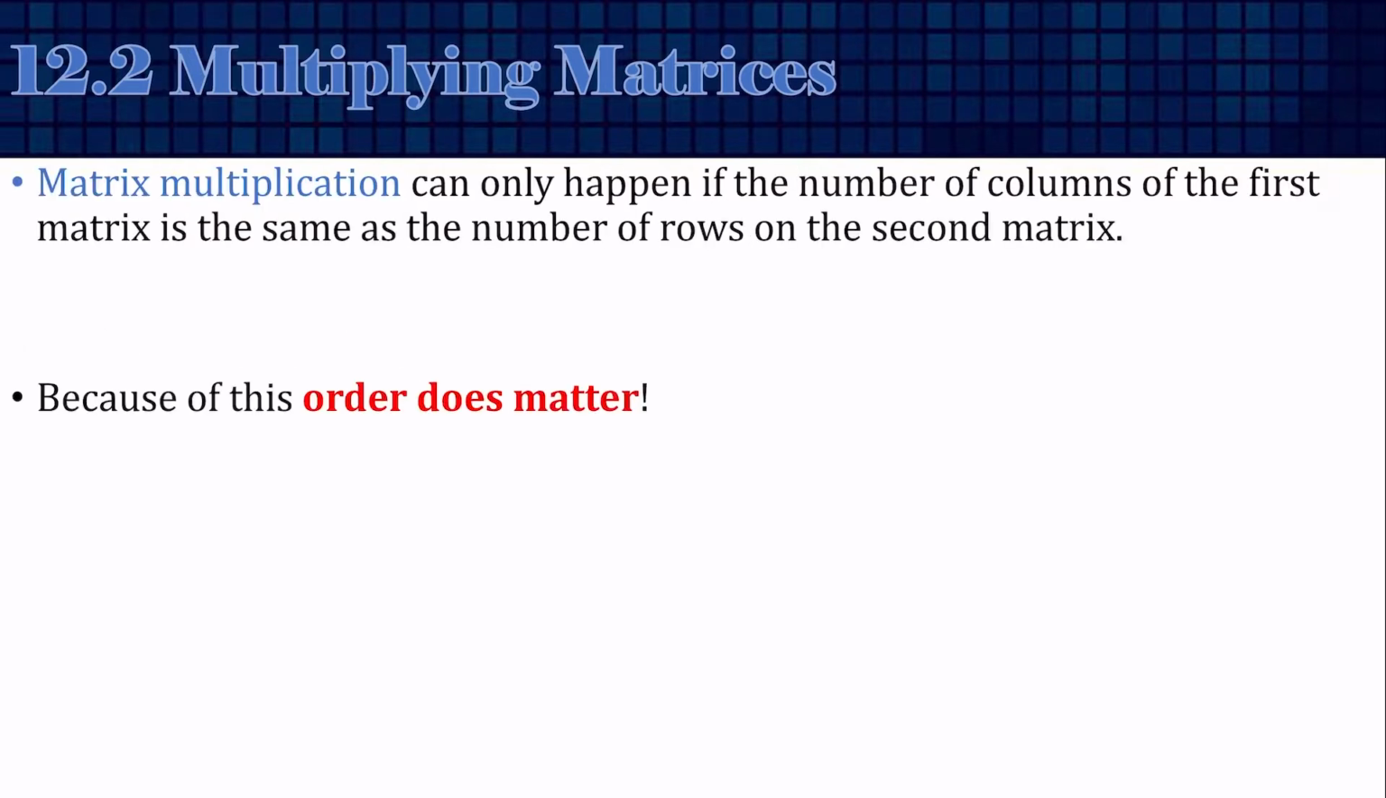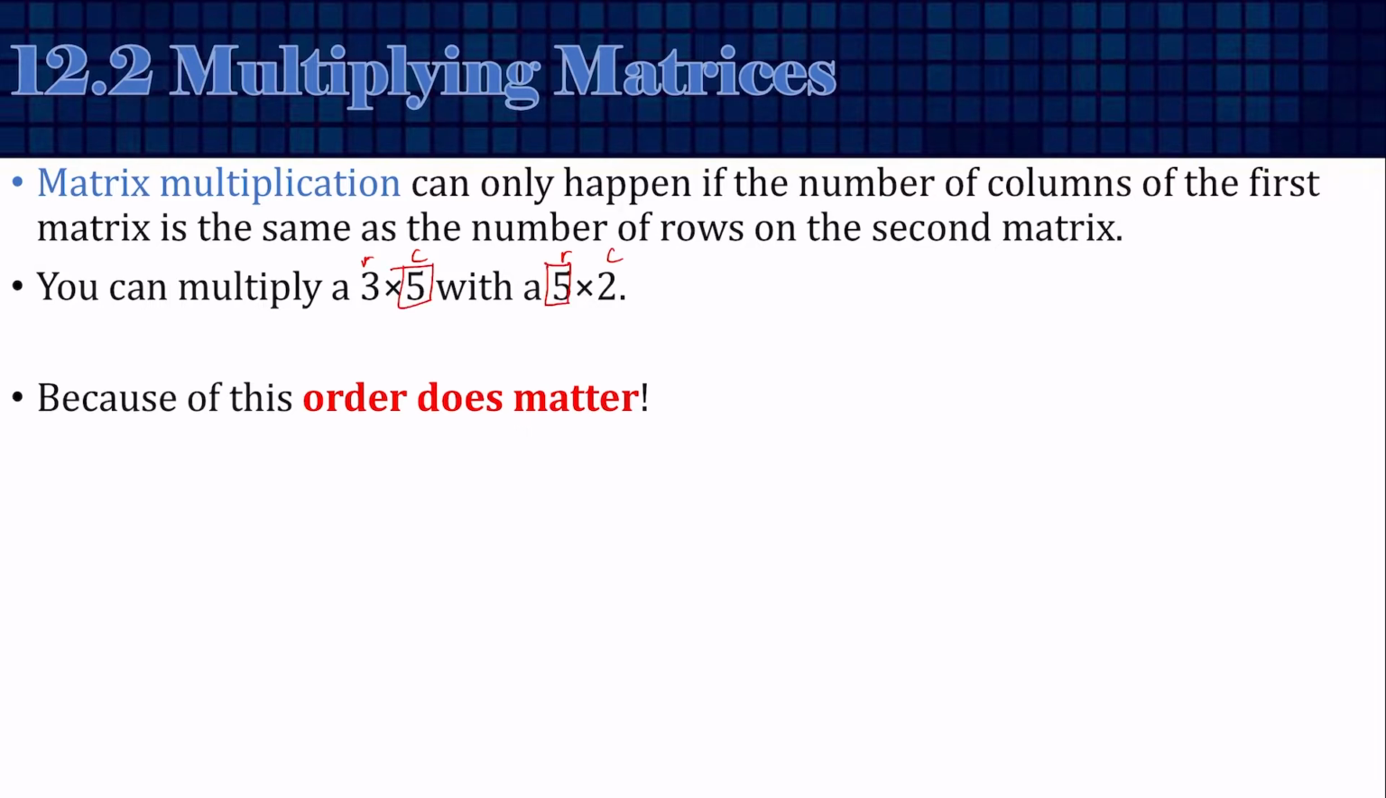Matrix multiplication can only happen if the number of columns of the first matrix is the same as the number of rows of the second. Because of that, order does matter. It has to be lined up. So the columns of the first equals the rows of the second. We can multiply a 3 by 5, because remember this is rows by columns. The columns of the first has to equal the rows of the second.